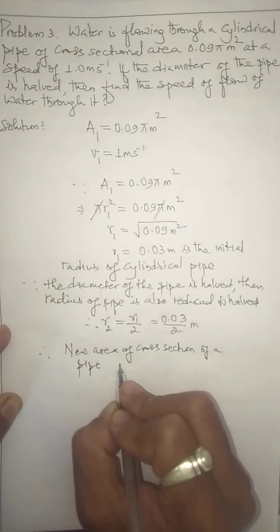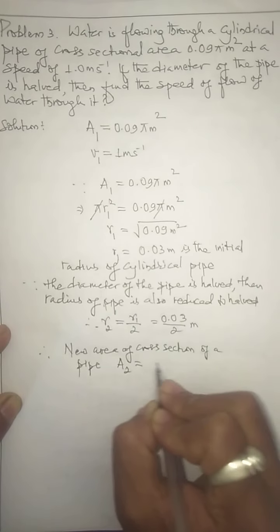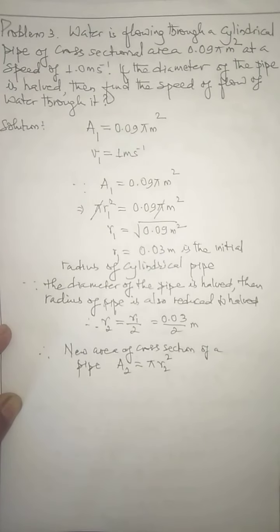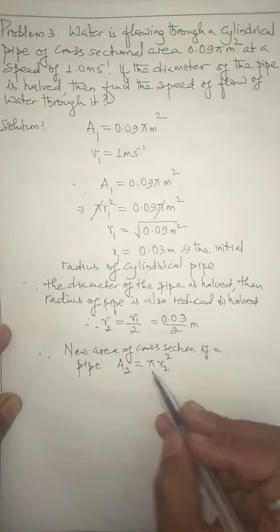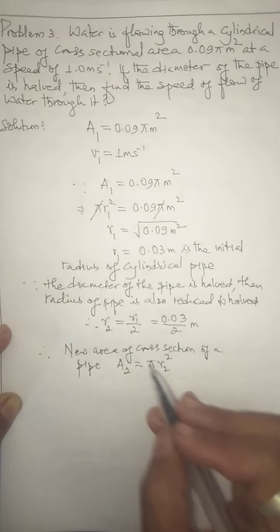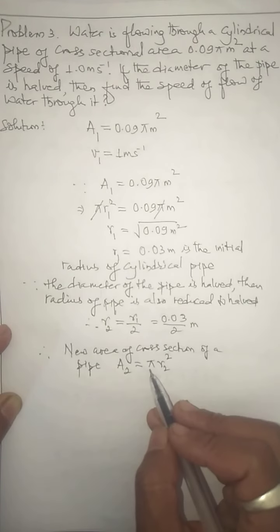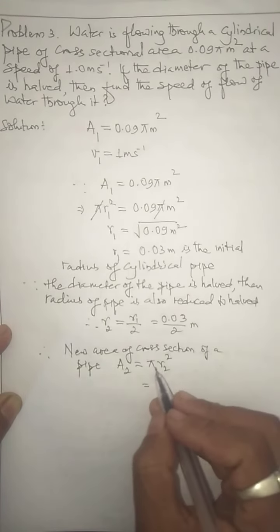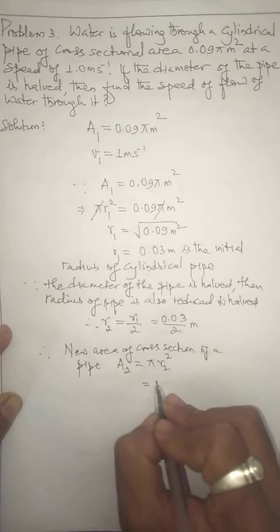And the formula is A2. I write A2, and it is given by pi r square, because the area of cross section of a cylindrical pipe is always given by pi r square. But with the new radius, the new area is A2 equals pi r2 square. Okay, so let me substitute the value.